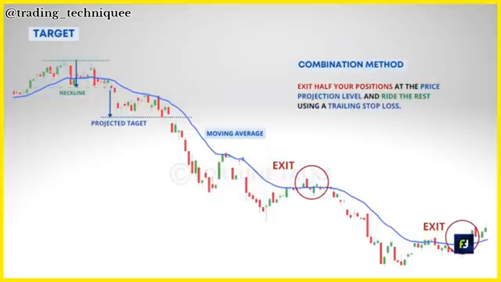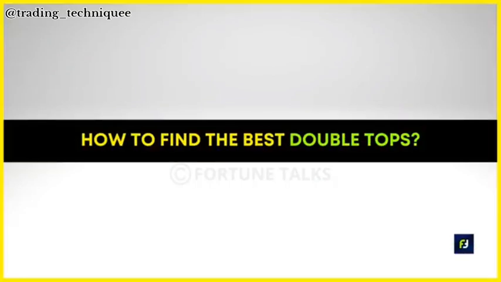Now the last method uses a combination of both these methods. The idea is to exit half your positions at the price projection level and then ride the rest of the move using a trailing stop loss. By doing this, you will be able to lock in some good profits and not fall prey to market reversals.